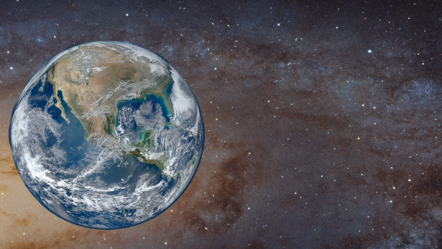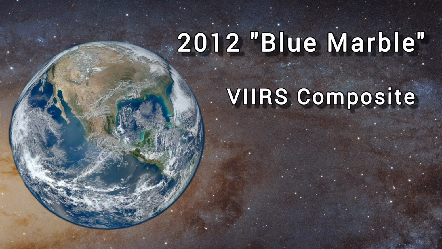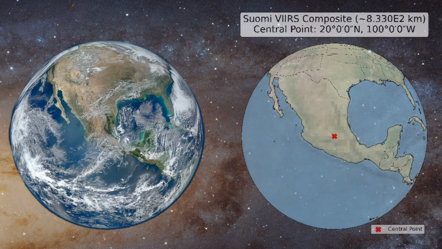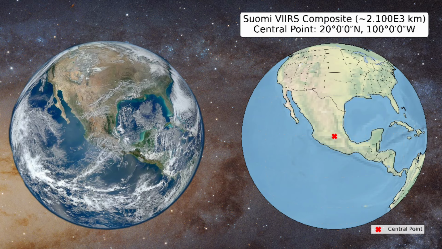So what about the 2012 Blue Marble, which is a composite from passes of the Visible Infrared Imaging Radiometer Suite on the Suomi Polar Orbiting Satellite, put together by Robert Simmon? Of course, Suomi orbits around 833 kilometers, which does not provide a matching image when plotted. However, the 2012 Blue Marble composite was rendered with the data projected as if the altitude was 2,100 kilometers. If we match the altitude of the projection in our plot, we get the same image.